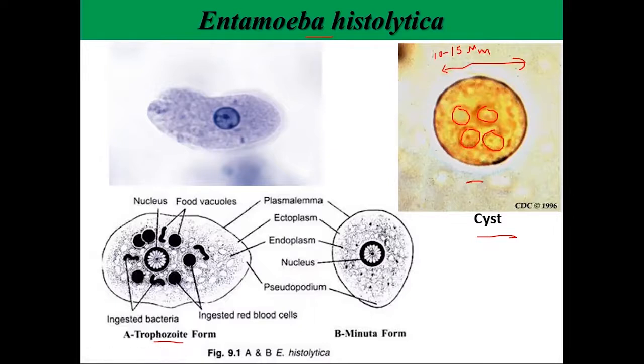In the trophozoite stage, they have only one nucleus. They have food vacuoles and ingested bacteria. Especially, they have ingested red blood cells of the host. They are going to ingest the red blood cells of the host, so inside the trophozoite we can see the ingested red blood cell. This is the morphology of the trophozoite and this is the morphology of the cyst.